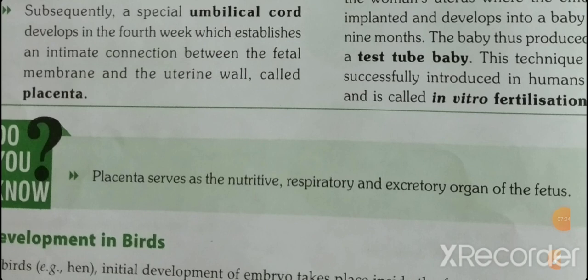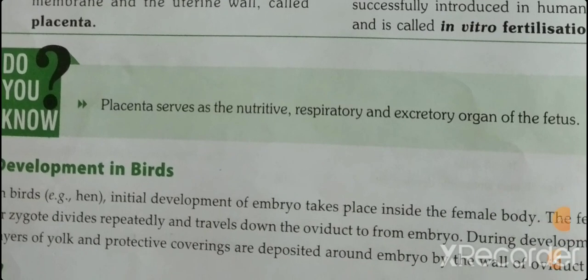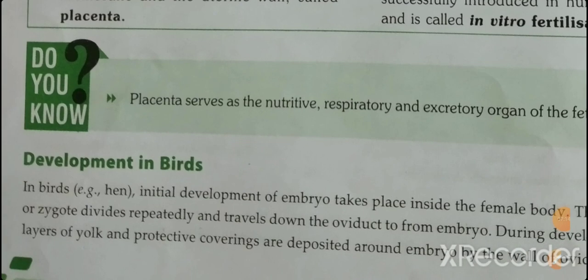So the placenta is the one which helps the fetus to get nutrition and also to respire, and it also functions as the excretory organ of the fetus. So we have completed the human reproductive organs and their function, and how reproduction takes place in human beings. Now we will see about development in birds.